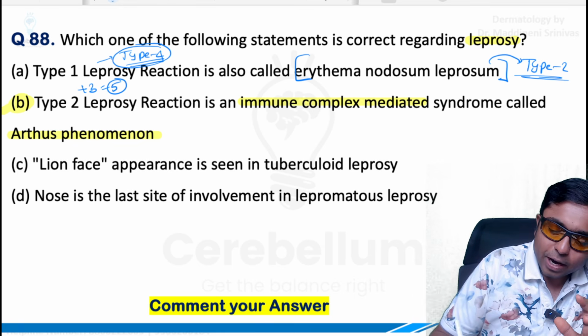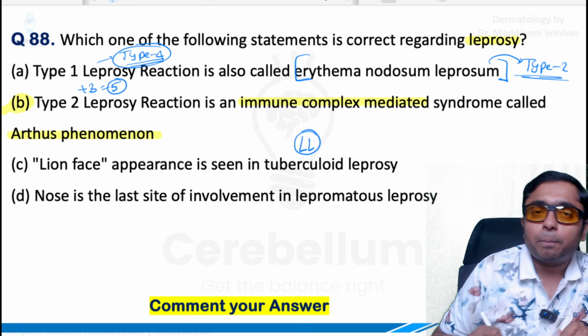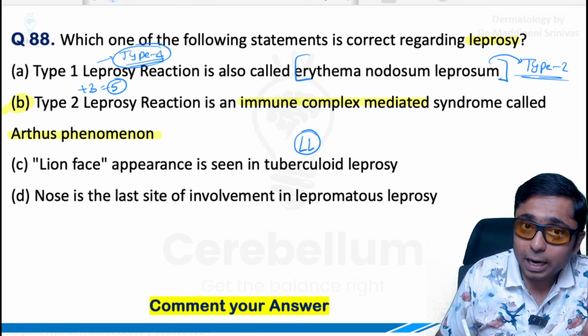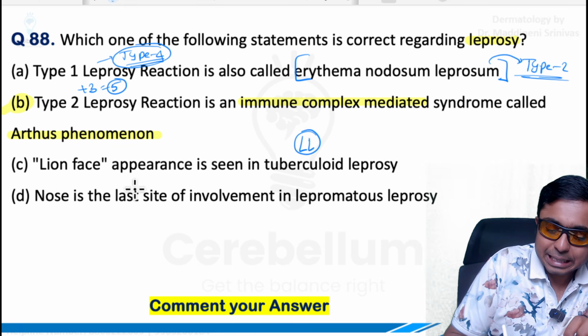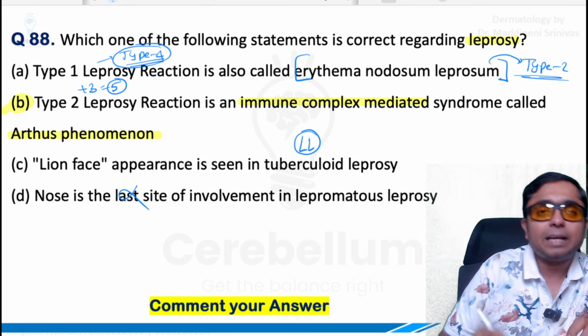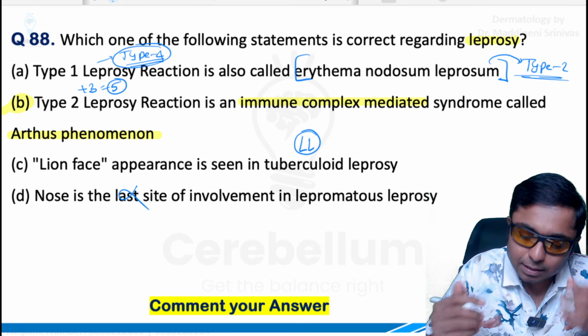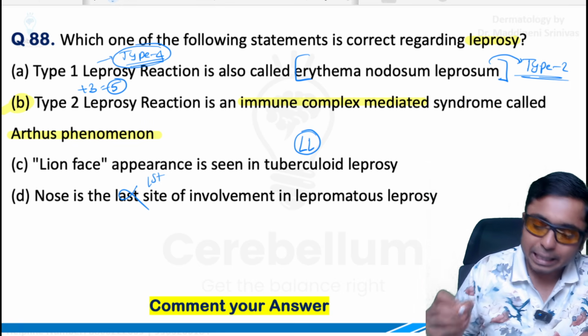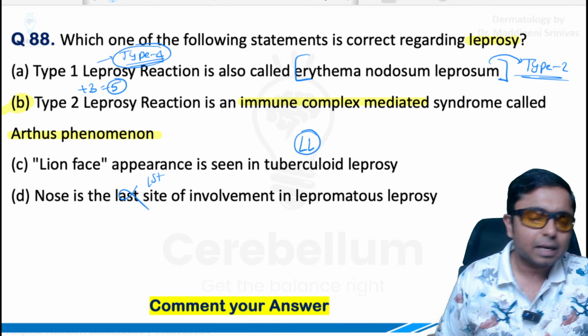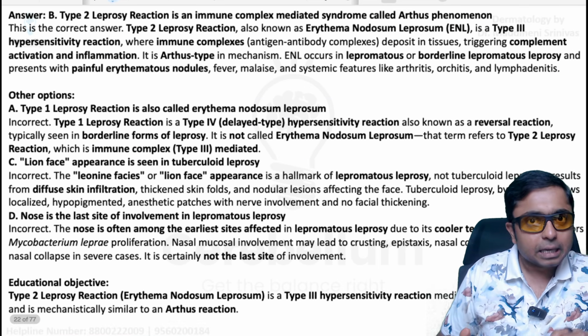Leonine facies is seen in patients of lepromatous leprosy but not tuberculoid leprosy. The nose is not the last site, and in fact it is the first site of involvement in patients of lepromatous leprosy. So option B is the correct answer for this question.